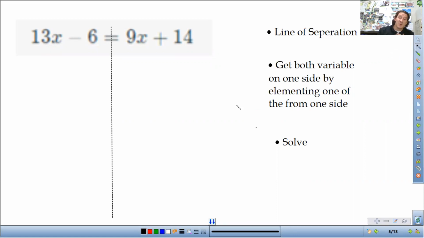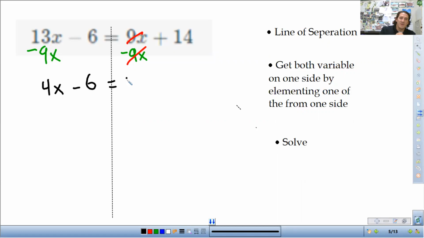So what I'm going to do is get the variables on the same side of the equation by eliminating one of them. I'm always going to look at which x has the smaller coefficient. The value of the coefficient is smaller. So if I'm looking at the x's, there's the 13x and the 9x, the 9 is less than 13. So I'm going to eliminate the 9x. To do that, I subtract it. And I've got to subtract it from both sides. Whatever you do to one side, you do to the other side. So 9x minus 9x, that eliminates. It's gone. 13x minus 9x is 4x.